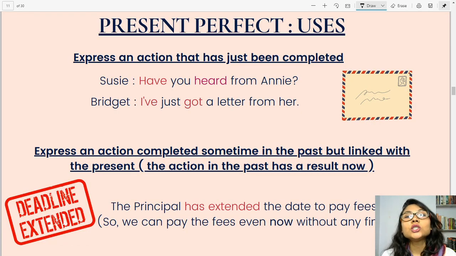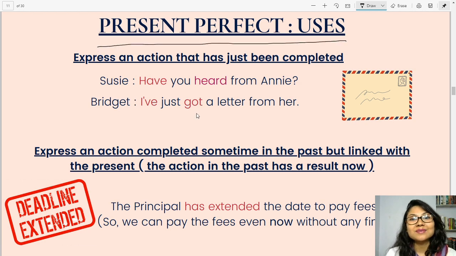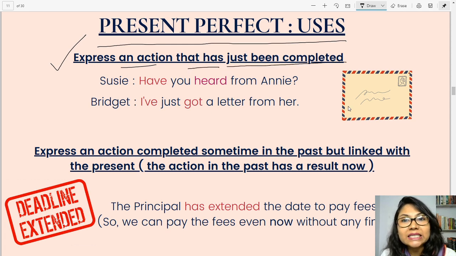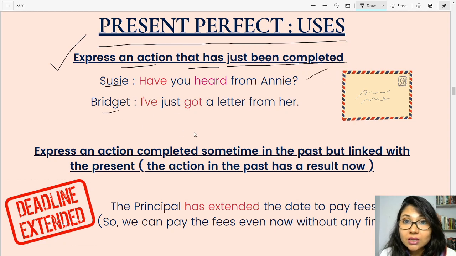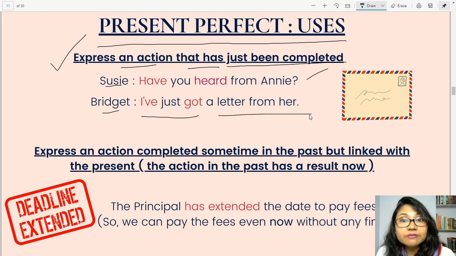Now let's move on to its uses. Present perfect uses. What do we do? Express an action that has just been completed. Let us look at the example. Susie is saying, have you heard from Annie? Bridget is answering, I've just got a letter from her. That is, the action has just been completed. The letter that she has got.